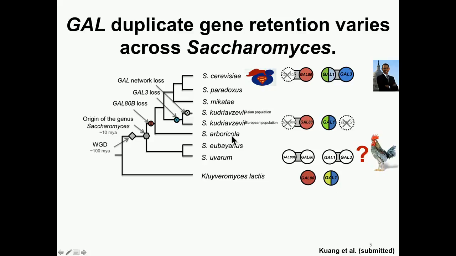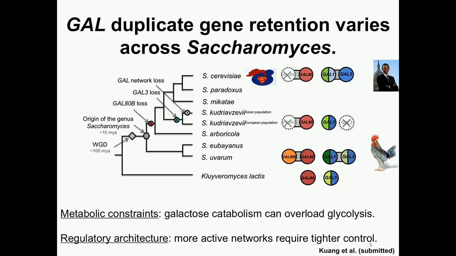The entire network was duplicated about 100 million years ago, and the genus Saccharomyces originated about 10 million years ago. In the last 10 million years, there's been differential retention of duplicate genes. In particular, you can see the network in cerevisiae is a bit more simplified. Indeed, in one population, it's been entirely lost. In this talk, we're going to focus here at about human-chicken level sequence divergence and study what the function is of the second copy of GAL80 as well as the copy of the co-inducer galactokinase.